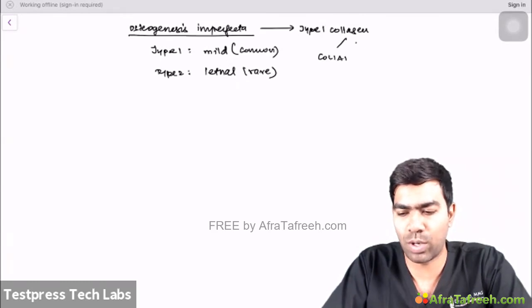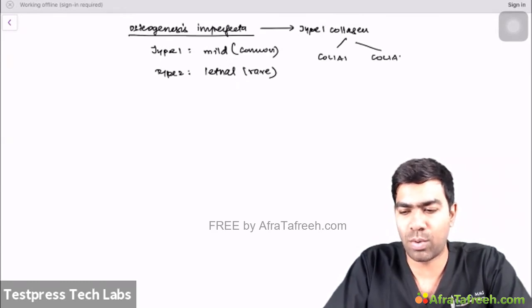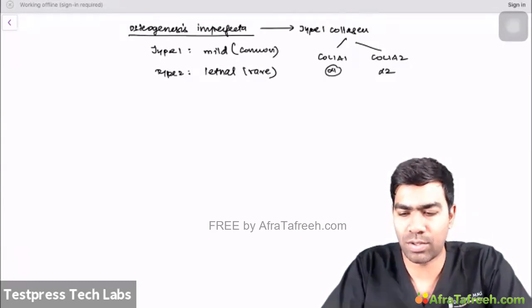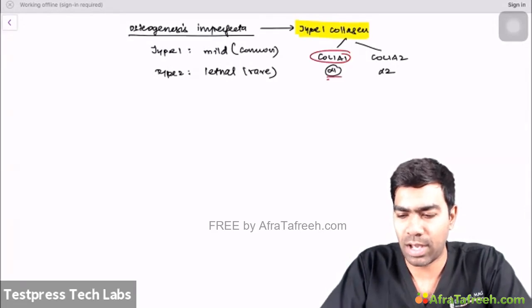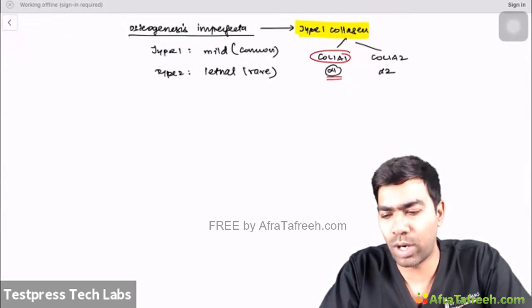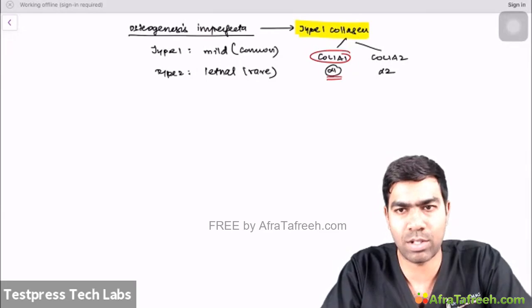One is called COL1A1 and the other is COL1A2. So this produces the alpha 1 chain and this produces the alpha 2 chain. So any of these could be a problem. Very commonly the problem will be in the alpha 1 chain, that is COL1A1, the collagen 1 alpha 1 chain. So that's where the problem will usually be in most cases of osteogenesis imperfecta.